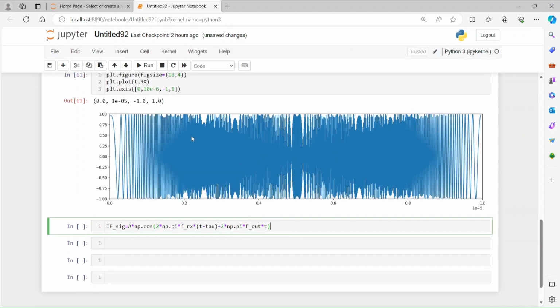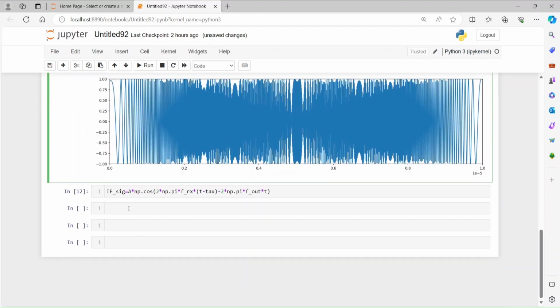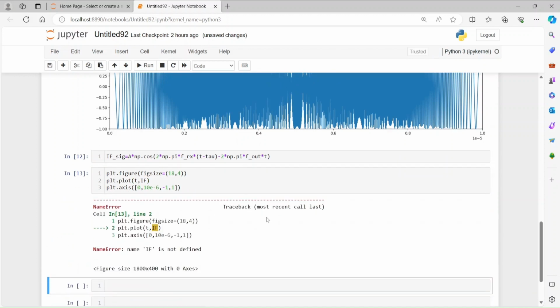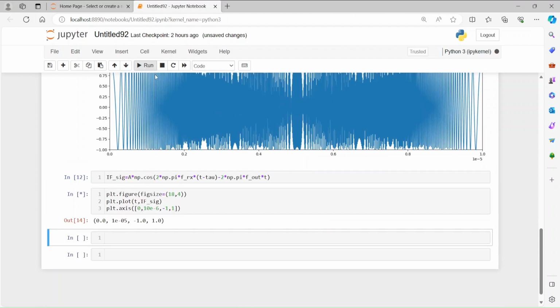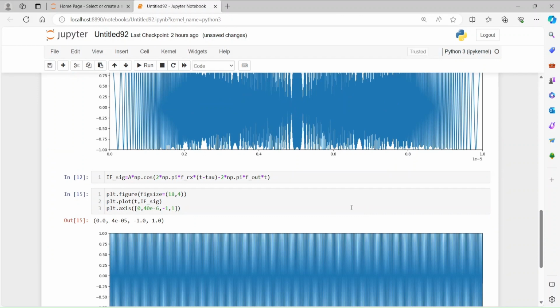So if I run this, again I'm taking this part, copying and pasting it here, and here I'm plotting IF. This is going to be the variable name, IF sig, so let's plot it out. You see this is a down-converted wave. You can plot it up to maybe 40 microseconds to try to see what's going on.